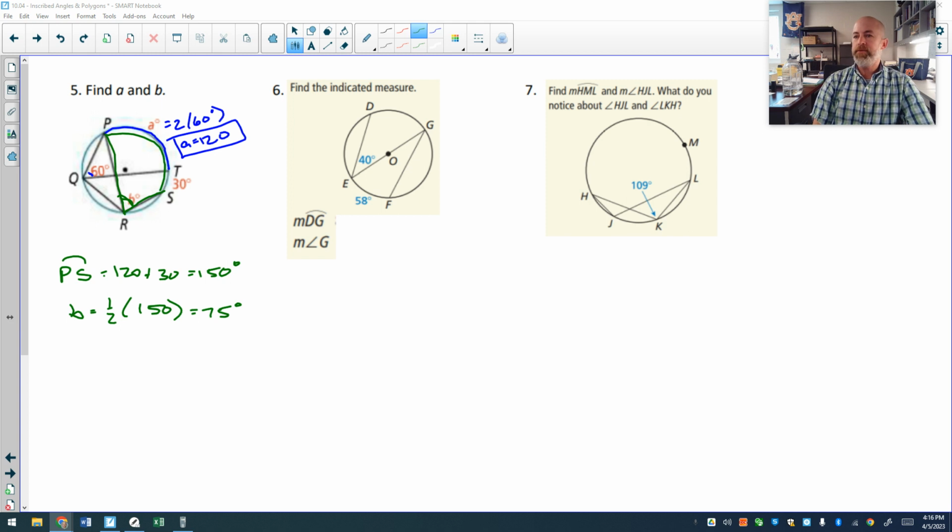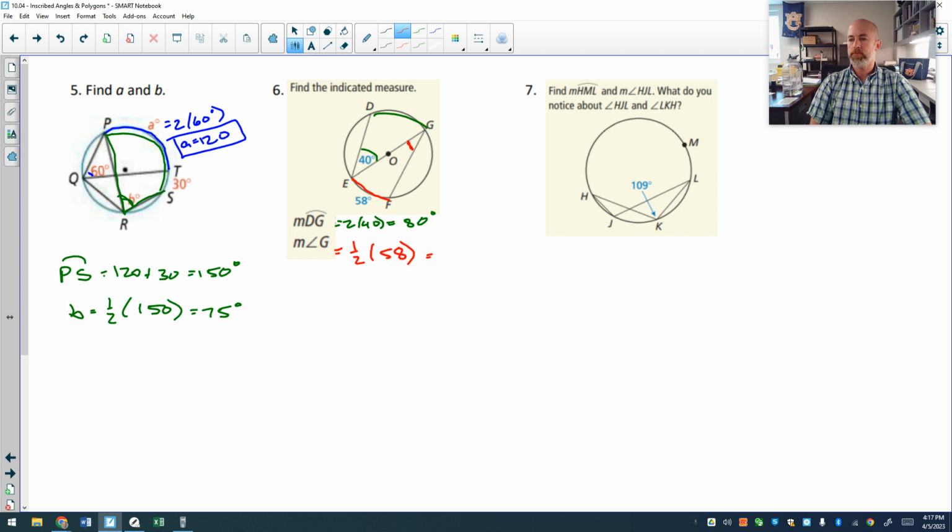Number 6, we need arc DG. And to get DG, I noticed that DG is the arc intercepted by the inscribed angle of 40. Therefore, DG is going to be twice 40, also known as 80 degrees. And then angle G is the angle that is subtended by EF, and EF is 58. Therefore, its subtended angle would be half of that 58, which is 29.